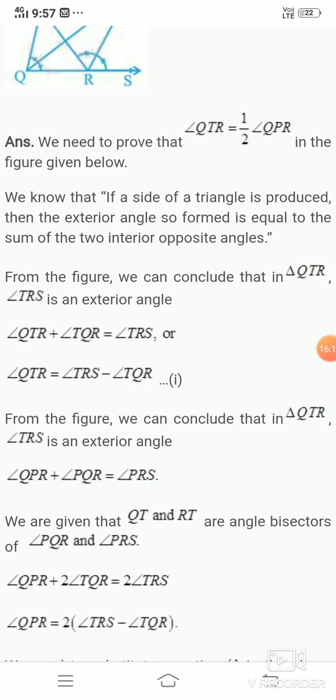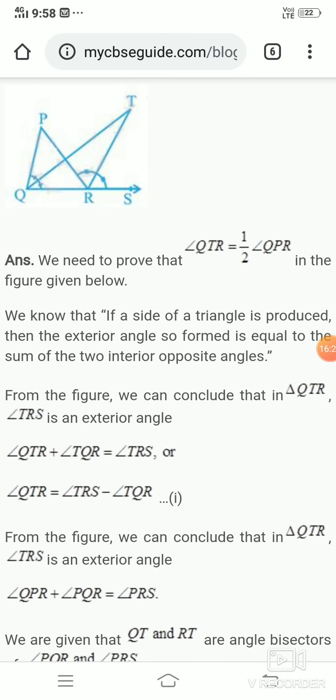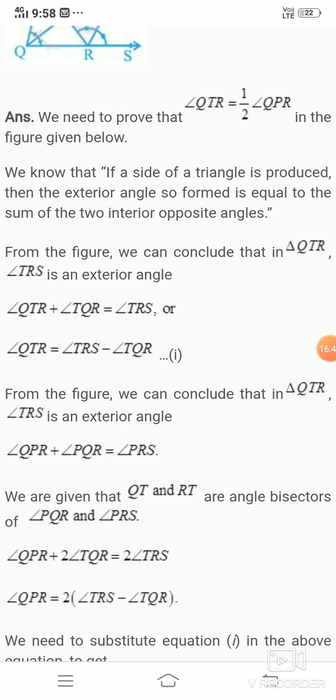Similarly, at R, the relationship between PRS and TRS is given by the bisector, that is PRS equals 2 times TRS. So at Q and at R the bisector is given, and we substitute the bisector value. Now you get QPR equals 2 times TRS minus 2 times TQR. Now 2 is common, so 2 into angle TRS minus angle TQR.